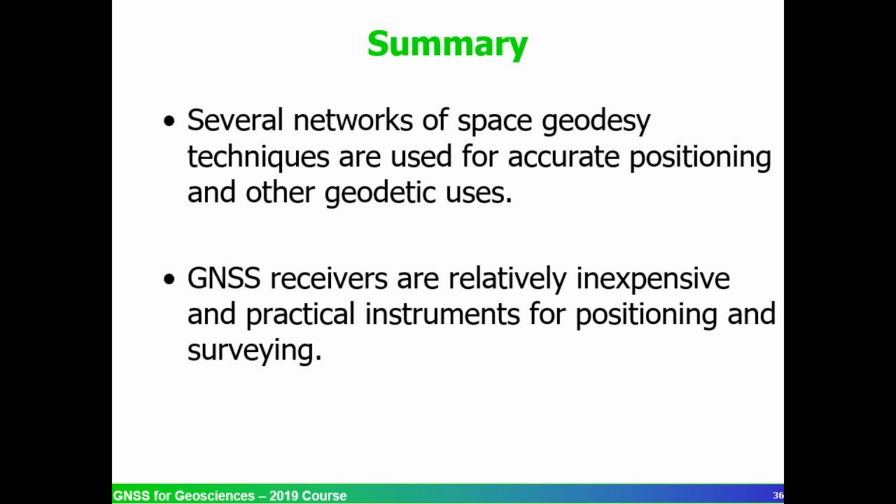And in the summary, we would like to say that several networks of space geodesy techniques are used for accurate positioning and other geodetic uses. GNSS receivers are relatively inexpensive and practical instruments for positioning and surveying.